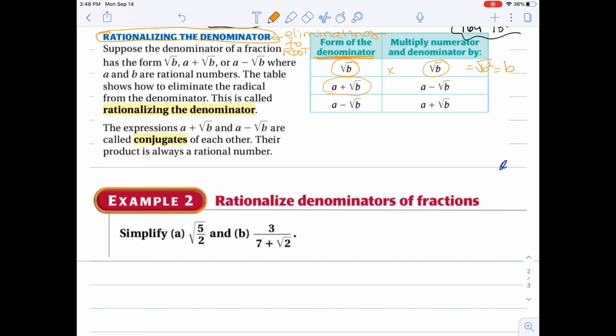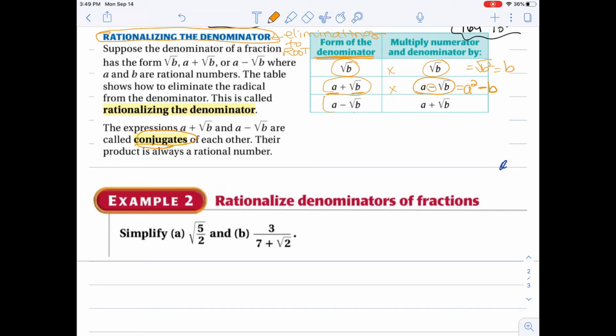Same thing here. If I have a plus the root of b, I'm going to multiply it by what's called the conjugate, which has the same terms but an opposite sign in the middle. And if I multiply these and FOIL them, we end up with a squared plus the root of ab minus the root of ab, so these cancel, and we end up with minus b, because the root of b times the root of b is just b.